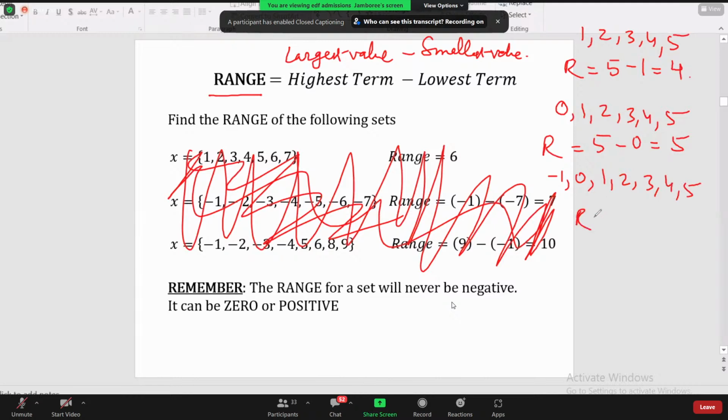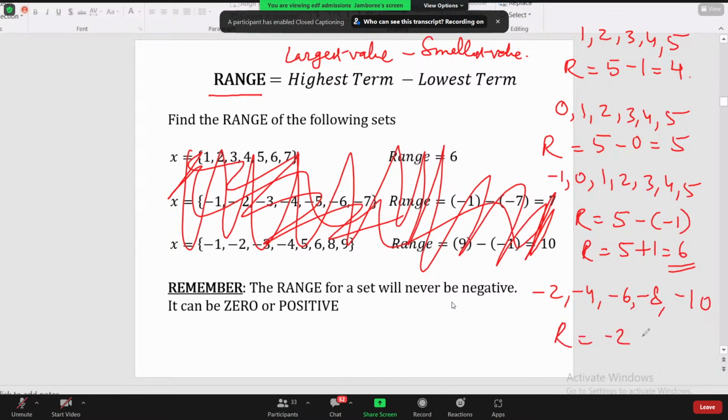In this regard, the range of the series will be the largest value minus the smallest value. So that makes 5 plus 1, which is going to be 6 as the range. Similarly, let's say the series goes by minus 2, minus 4, minus 6, minus 8, and minus 10. In this regard, the range of the series will be the largest value, which is minus 2, minus the smallest value of the series. So that makes it minus 2 plus 10. That makes it 8 as the range of the series.